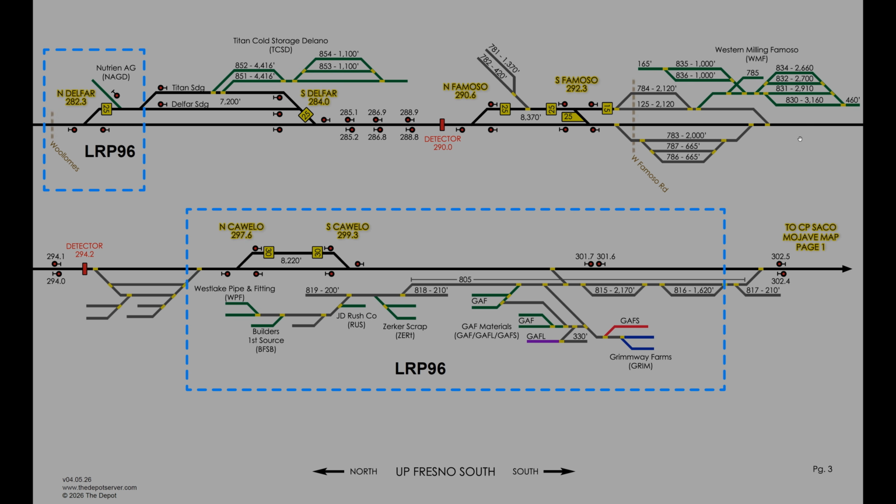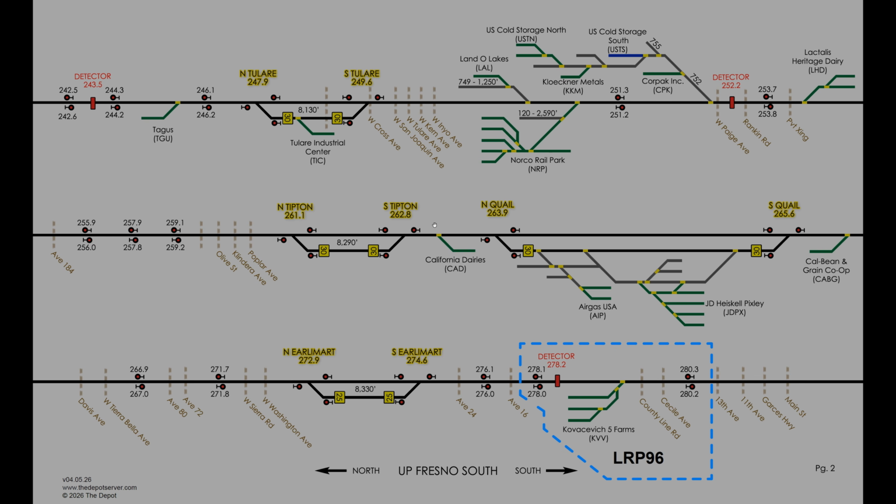So then I'm going to go up. I'll be coming this way, go through Famoso. I got to skip that one. Skip Kovacevic 5 Farms. I'm coming into Early Mart. Now this is where it gets more confusing because now I'm running around the train. So I run around it, and now I'm coming back, and next up I've got Kovacevic 5 Farms.